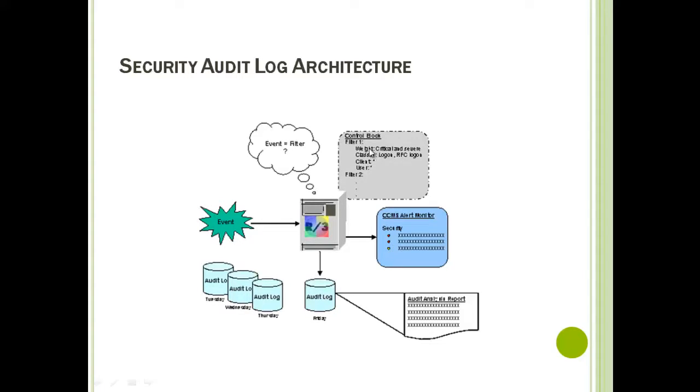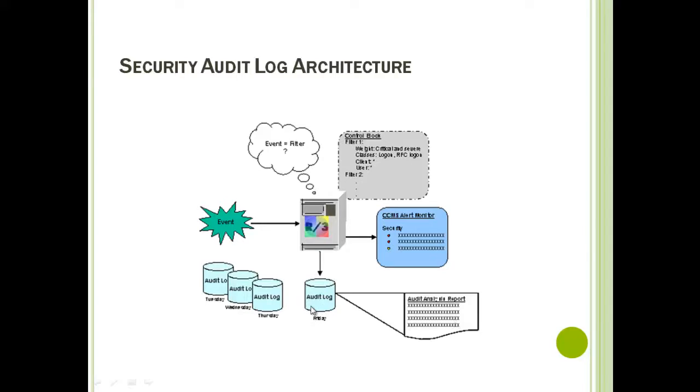Based on the control settings, or what information we would like to save, based on the filter, that information is captured whenever those kinds of events occur. As we have seen, events like a successful log on or an incorrect log on are all called events. When this event occurs, SAP knows, and then these events are recorded in the audit log as a file.